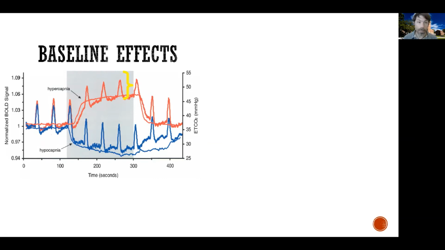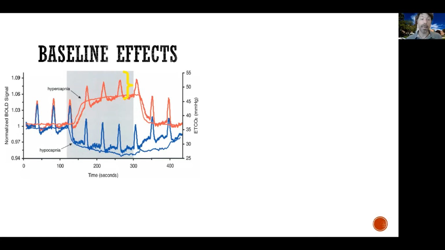The exact opposite happens with hypocapnia. If you decrease the amount of CO2 in the solution that participants are breathing, the whole CBF, the basal CBF, will go down. As it goes down, veins will have a little more deoxygenated hemoglobin. So if then you have somebody perform a task, the increase in CBF will be even much stronger, leading to a much larger magnitude of Bold effect.